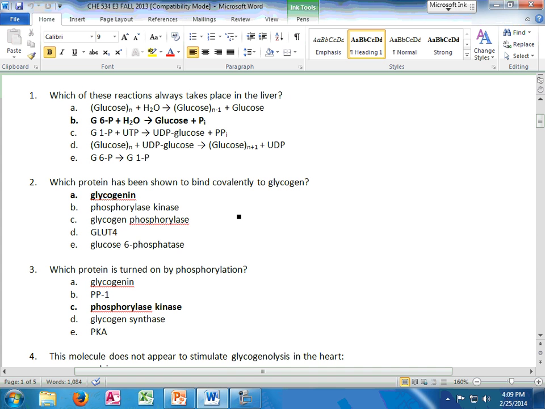This is the fall 2013 test. Which of these reactions always takes place in the liver? I think always takes place in the liver, he's meaning only takes place in the liver. So if you look at A, C, D, and E, they take place in both liver and muscle. But the liver is the only thing that's actually going to make glucose. It has that G6 phosphatase. It's going to make glucose. So make sure you know which enzymes we're talking about here.